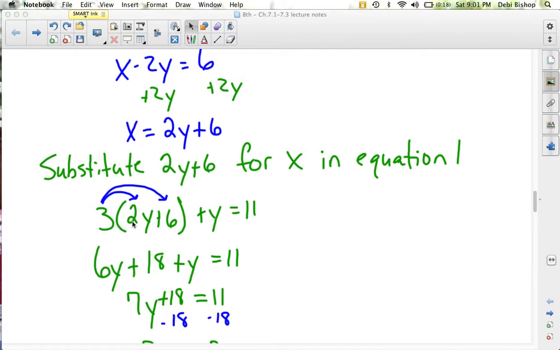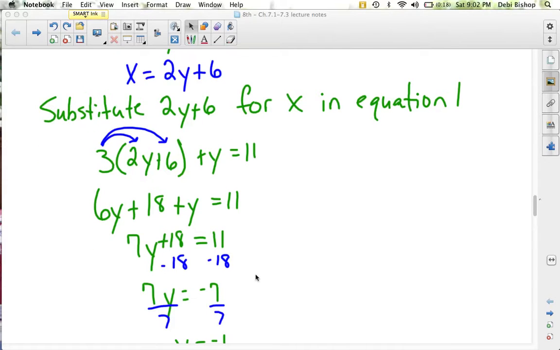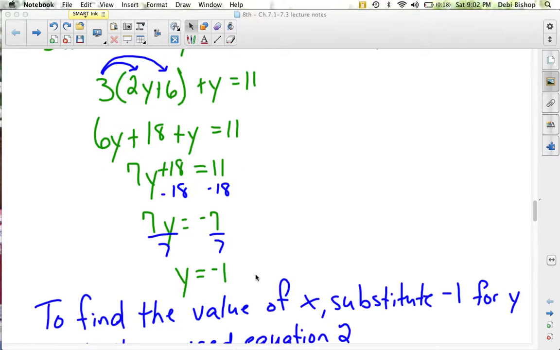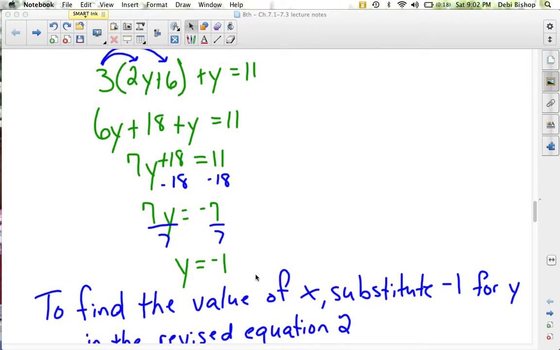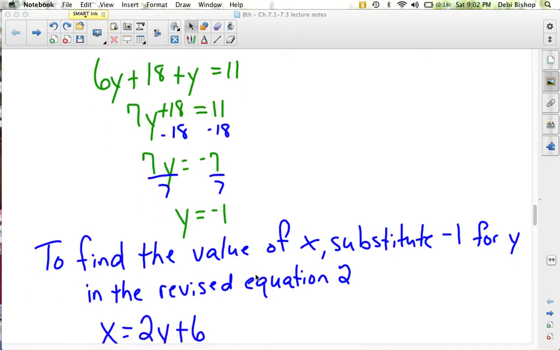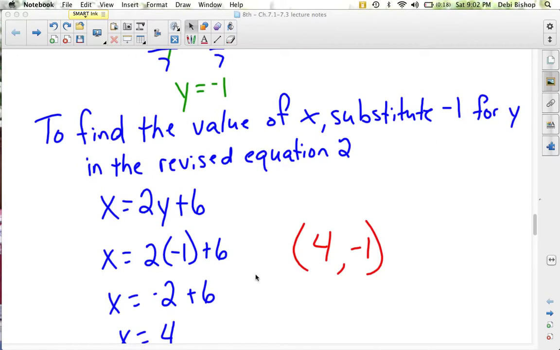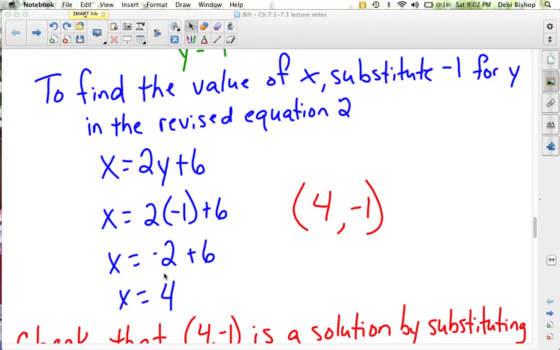So I have 3 times, you can see here instead of x I put 2y plus 6, plus y equals 11. Then I distribute and I get 6y plus 18 plus y equals 11. I combine like terms, 7y plus 18 equals 11, and I isolate and I get 7y equals negative 7, divide by 7 and I get y equals negative 1. Now you substitute in negative 1 for y in my revised equation 2. So x equals 2y plus 6. I substitute in negative 1 for y and I get x equals 4.